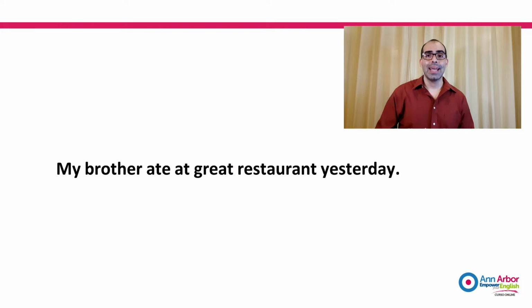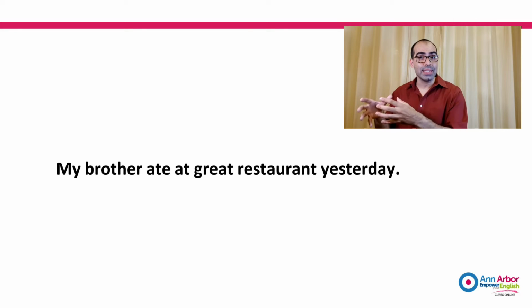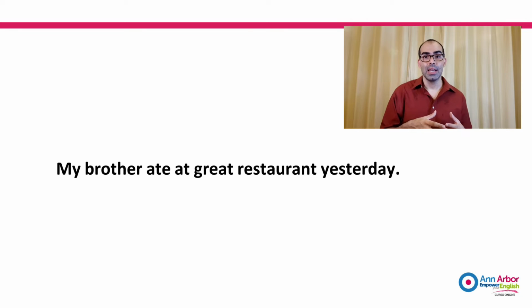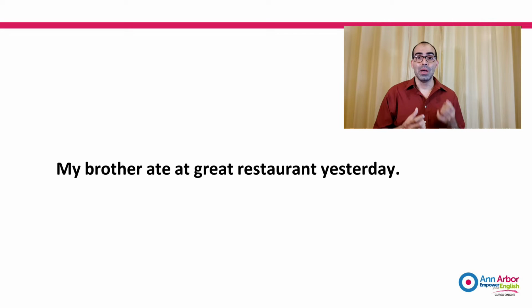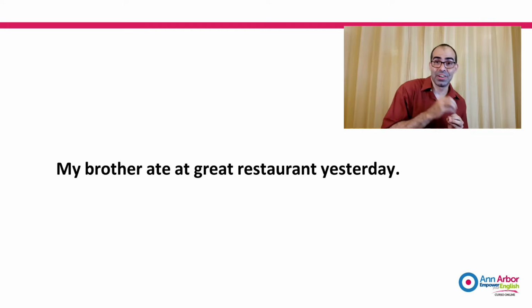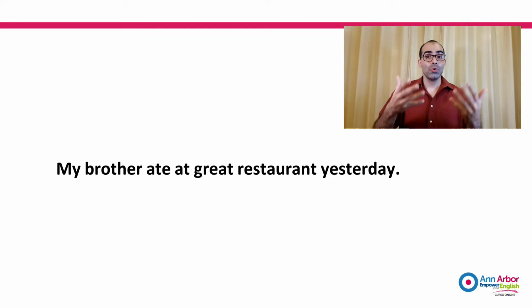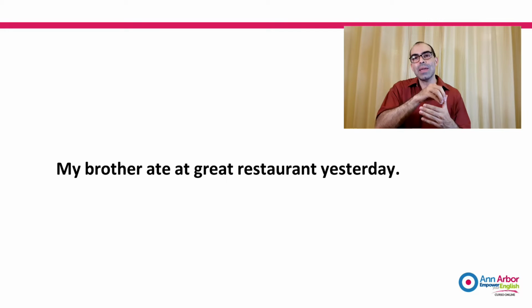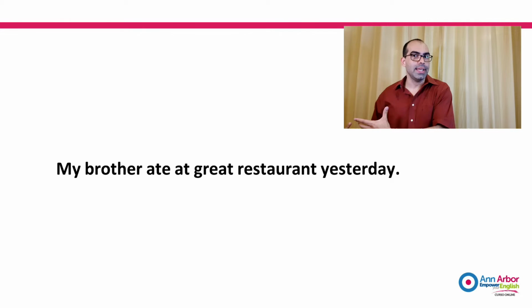It's important to say that not everything that comes after the verb is an object. My brother ate at a great restaurant yesterday. A great restaurant is the place where my brother ate. So the place did not receive the action. My brother didn't eat the restaurant. Also, yesterday is the time when he ate, not what he ate.